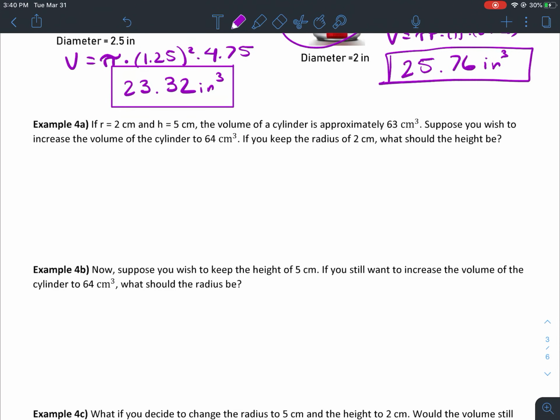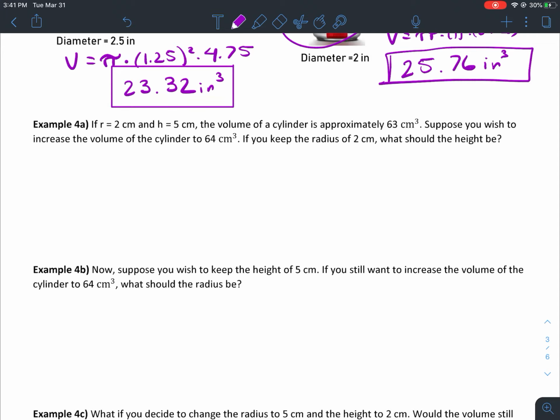Now let's go ahead and try example 4. We'll start with 4a. It says, if the radius equals 2 centimeters and the height equals 5 centimeters, the volume of a cylinder is approximately 63 centimeters cubed. Suppose you wish to increase the volume of the cylinder to 64 centimeters cubed. If you keep the radius of 2 centimeters, what should the height be?